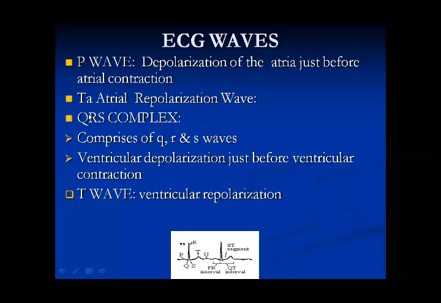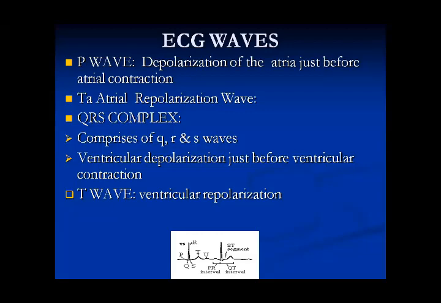This is a wave which we normally cannot see on an electrocardiogram, or ECG. Why? Because its occurrence is coincident with the QRS complex. The QRS complex is a much bigger graphical representation, and it masks the atrial repolarization wave, the Ta wave. It does occur, but it is not usually seen on a normal ECG because it is masked by the larger QRS complex, which we will discuss next.